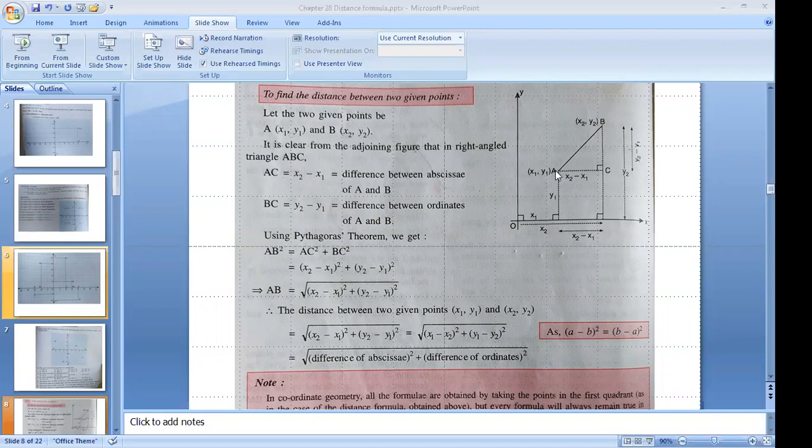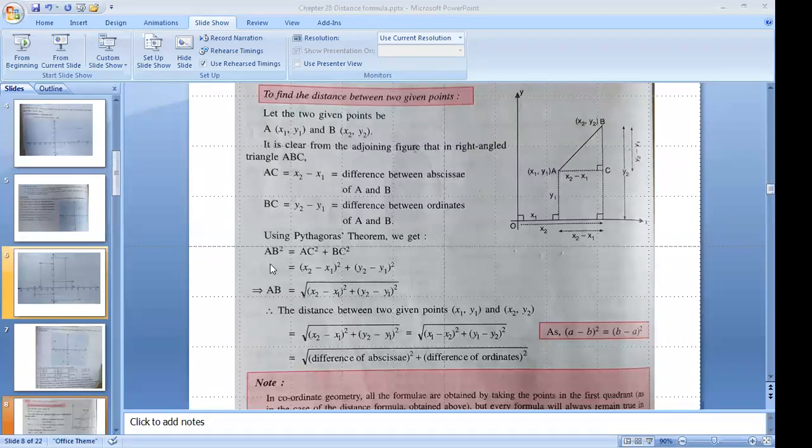And now students, we have to apply the Pythagoras theorem over here. So what is the Pythagoras theorem, students? AB square is equal to AC square plus BC square. Look at this, AC square plus BC square, isn't it? So AC over here is x2 minus x1, so AC square is (x2 minus x1) the whole square, and BC square is going to be (y2 minus y1) the whole square, isn't it? We just calculated BC as y2 minus y1.